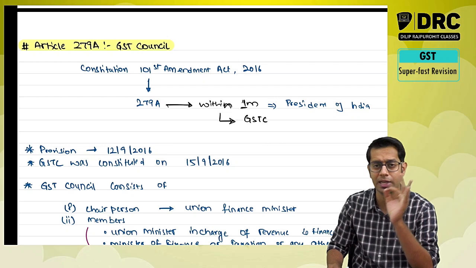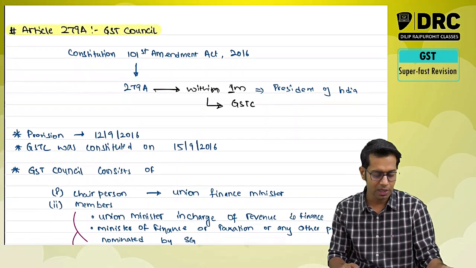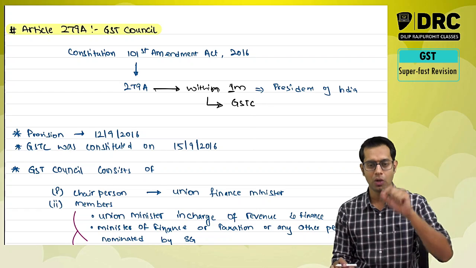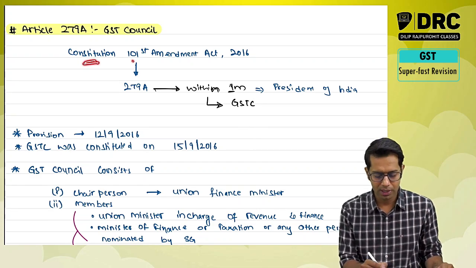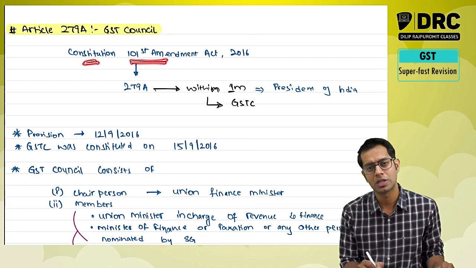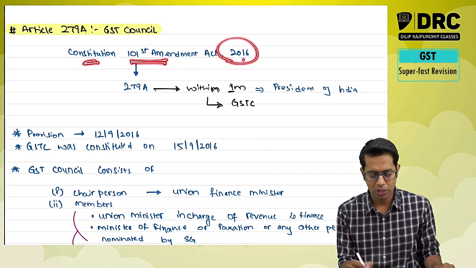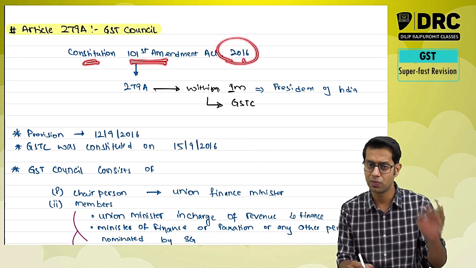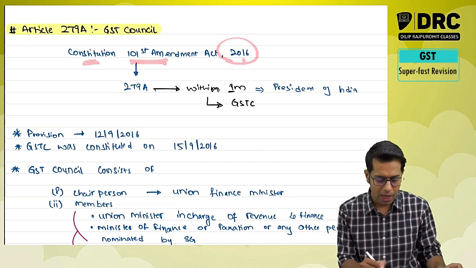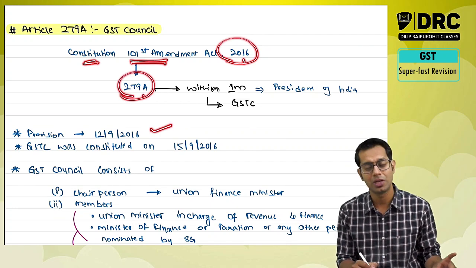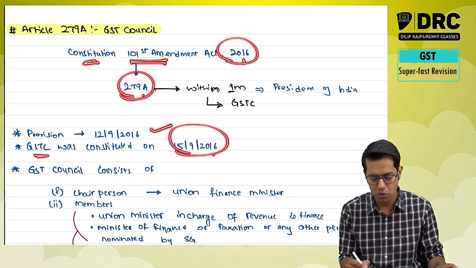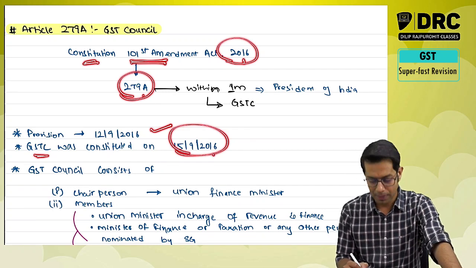Then most important in our first introduction chapter is Article 279A. Most important is Article 279A. What is Article 279A talking about, sir? Article 279A talks about the GST Council. What the Constitution 101st Amendment Act 2016 told was, as soon as the provisions of this 101st Amendment Act come into existence, within 1 month the GST Council should be formed. The provisions with respect to the GST Council were introduced on 12th of September 2016, and the GST Council was constituted on 15th of September 2016.